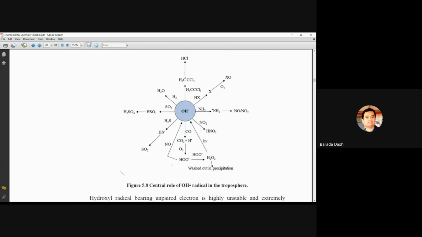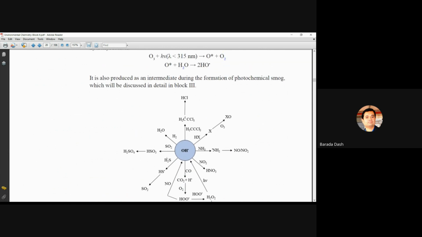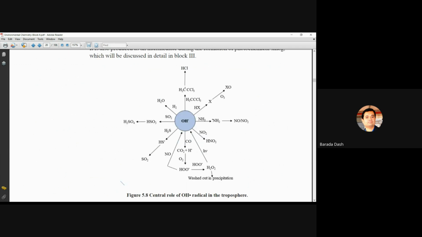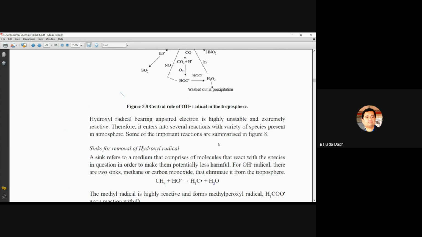Hydroxyl radical plays a central role: it reacts with many other gases produced or available in the atmosphere, which may be anthropogenic gases or natural gases. For example, sulfur dioxide can react with it, as can HX or halo acids, ammonia, nitrogen dioxide, carbon monoxide, and hydrogen sulfide, to produce different other species. So that's why hydroxyl radical plays a very central role in atmospheric chemistry.